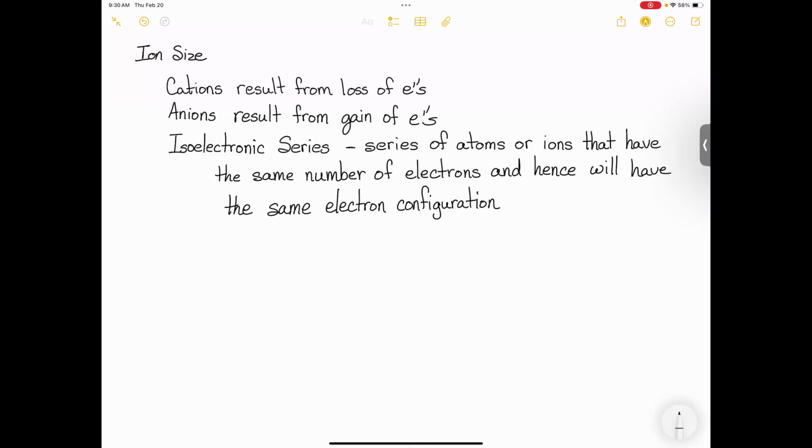So what we can say is that a cation is going to be smaller than a neutral atom, because basically it lost an electron. It lost that electron, it left home. And so the size got smaller.